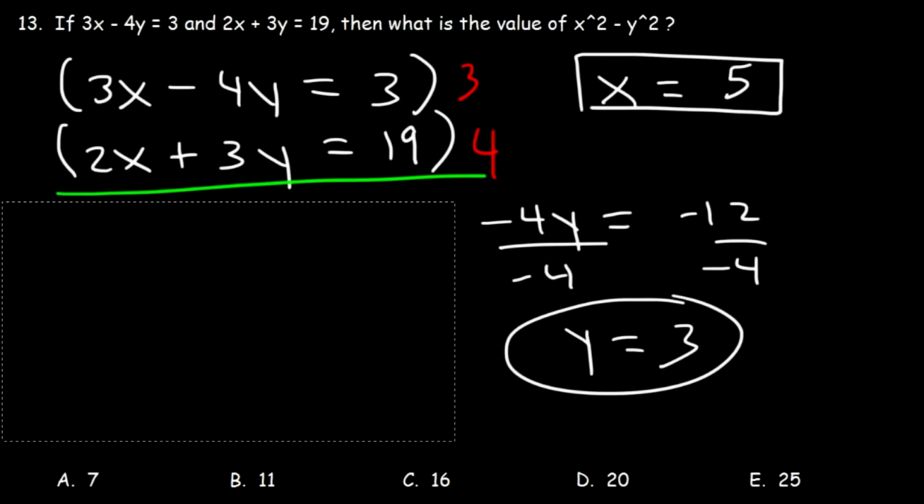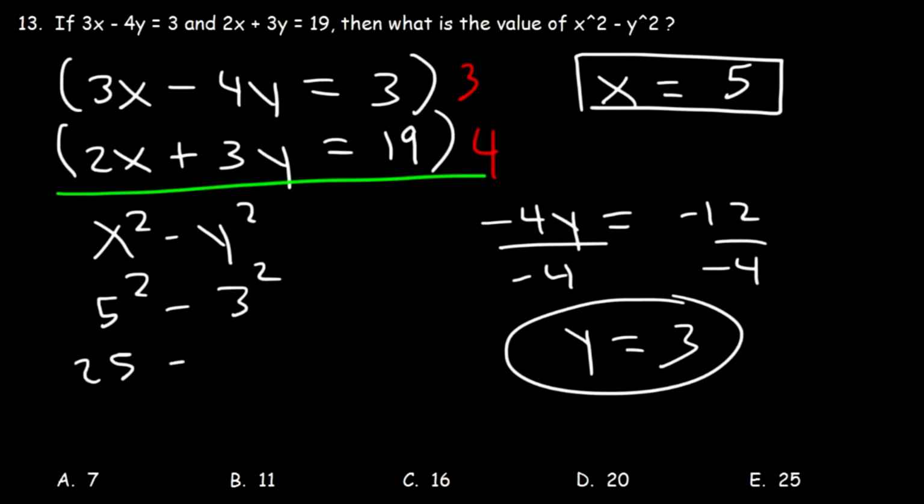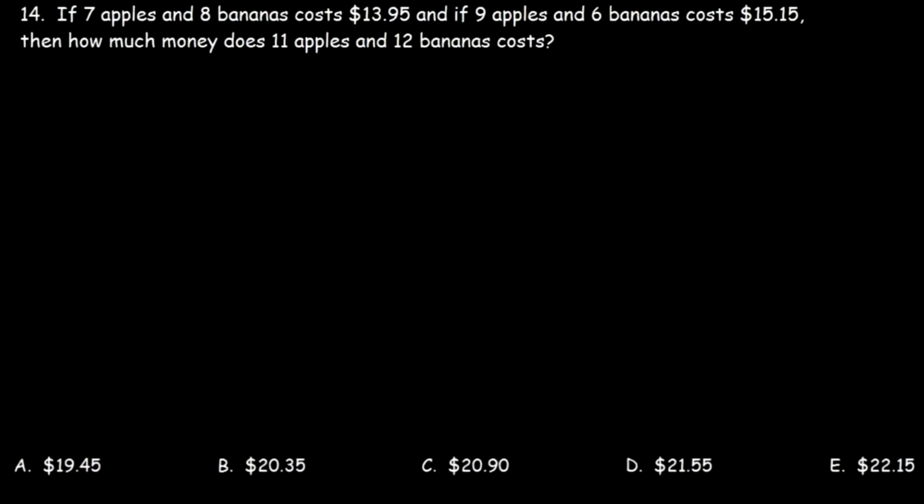So now that we have the value of x and y, we can now find the value of x squared minus y squared. All we need to do is plug it in. So let's replace x with 5 and y with 3. 5 squared, or 5 times 5, that's 25. 3 squared is 9, and 25 minus 9 is 16. So this is the final answer, which means that C is the correct answer.